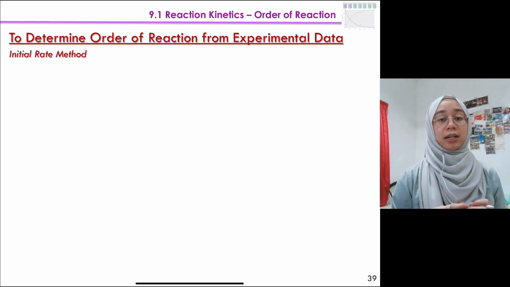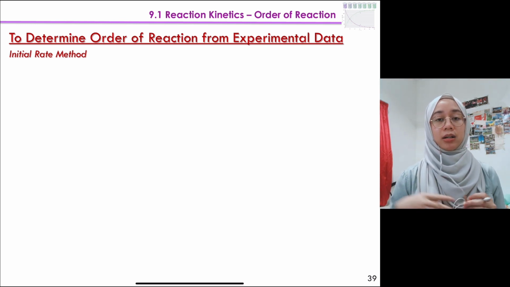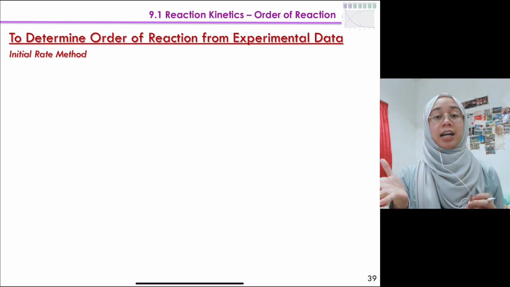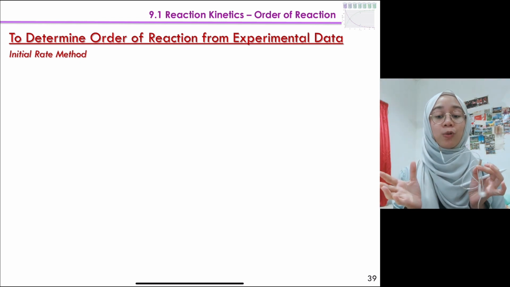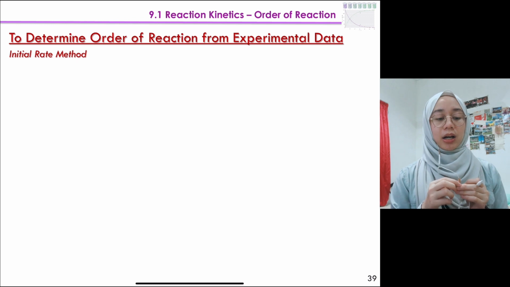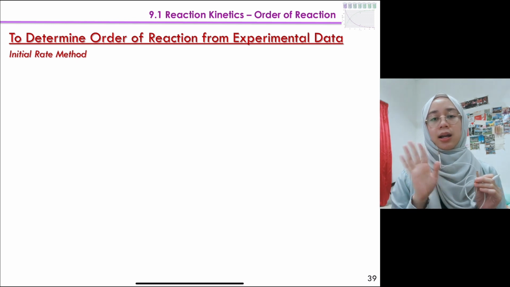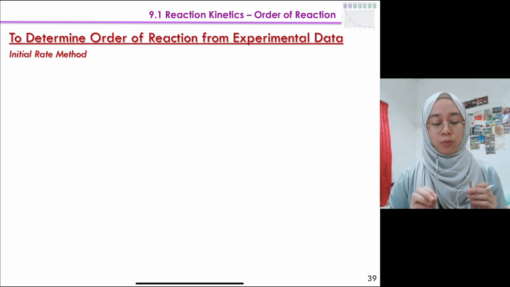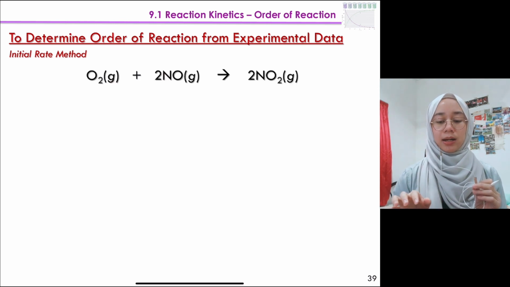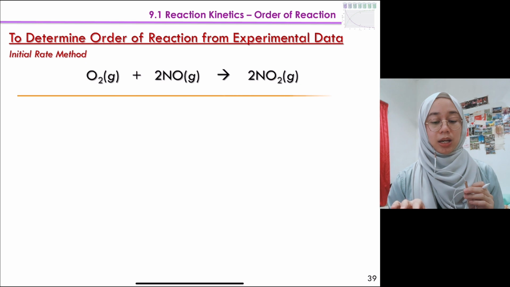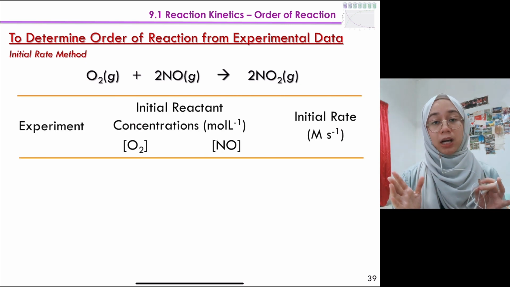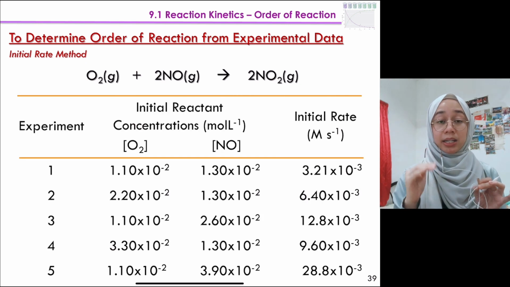So tadi kan Miss cakap kalau kamu nak determine order of reaction daripada rate law tu, yang tu yang paling senang kalau dia dah bagi rate law kat kamu. Okay, tapi sekarang ni kamu nak kena determine order of reaction daripada initial rate method whereby dia langsung tak ada bagi rate law dekat kamu. Jadi apa yang dia bagi adalah, okay, dia akan bagi equation macam ni, and then dia akan bagi satu set of data. Okay, ada banyak data macam ni.